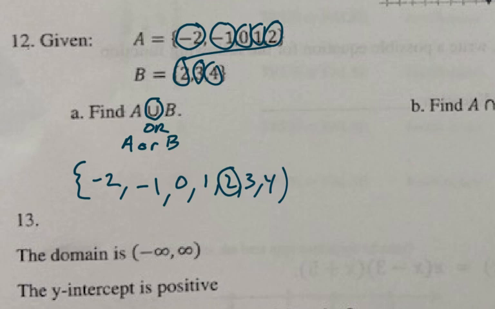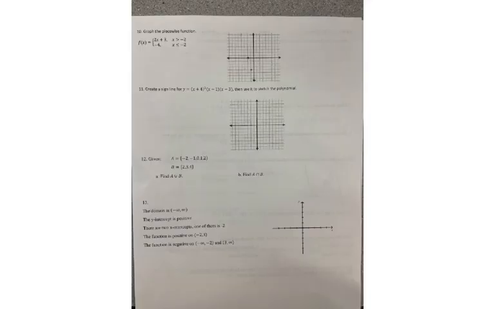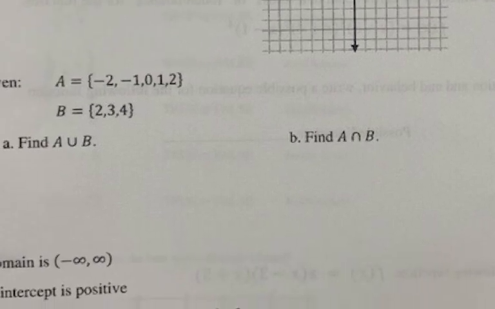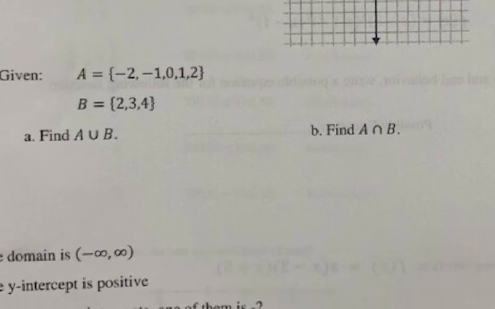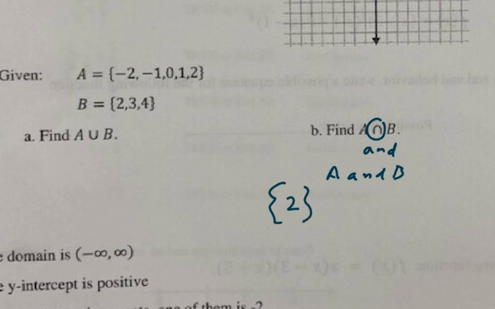Okay. So let's go ahead and look at B. Now, this right here is an and. When you see that upside down U, that's an and. So what does A and B mean? It means only the intersection, what they have in common. And we already figured that out. Our set is just simply 2.